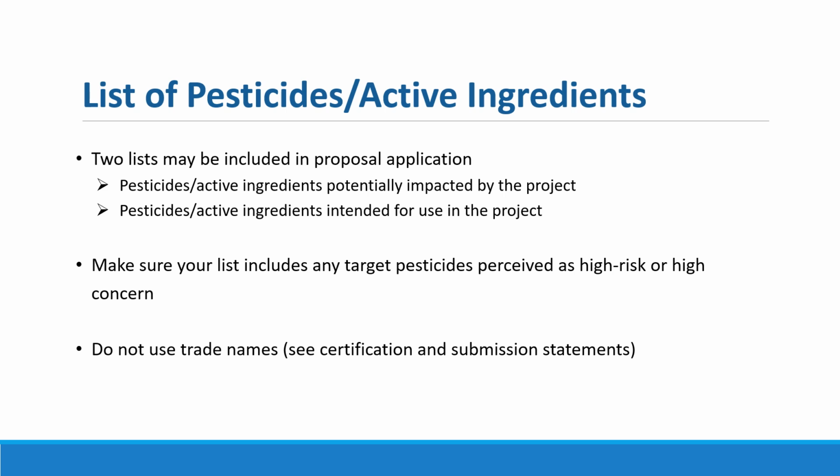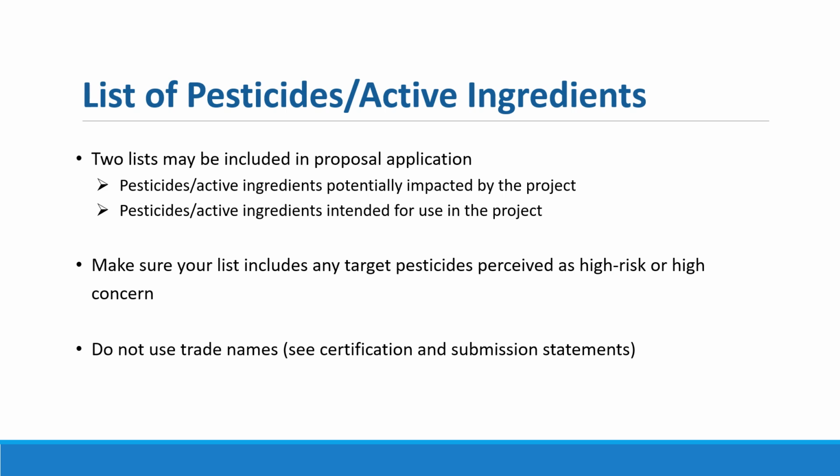A list of pesticides and active ingredients. Now note that 2 lists must be included if they are relevant to your project. The pesticides or active ingredients that are potentially impacted by the project, and again, remember that demonstrating a change in high risk or high concern pesticide usage is a very important part of both the research and alliance grants projects.